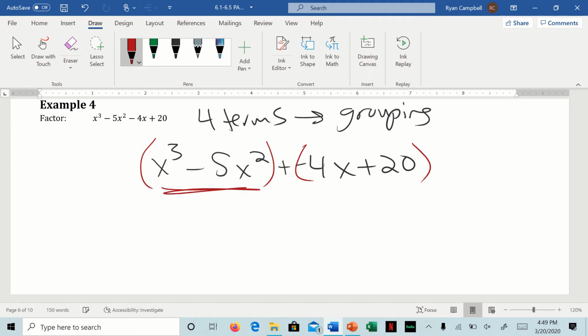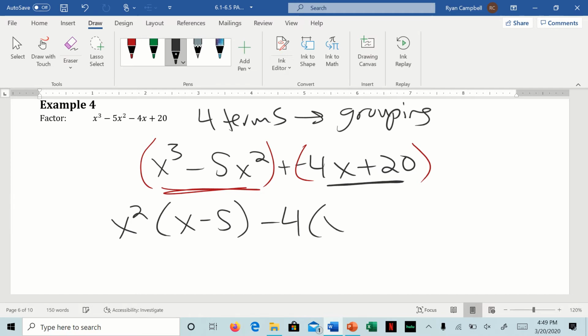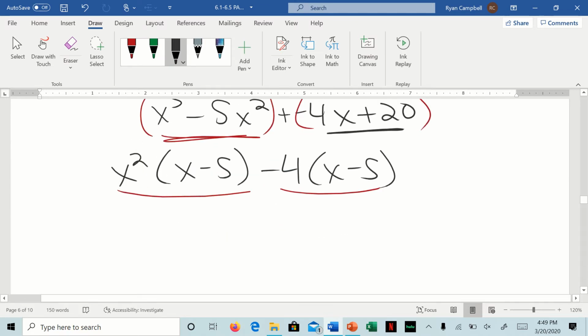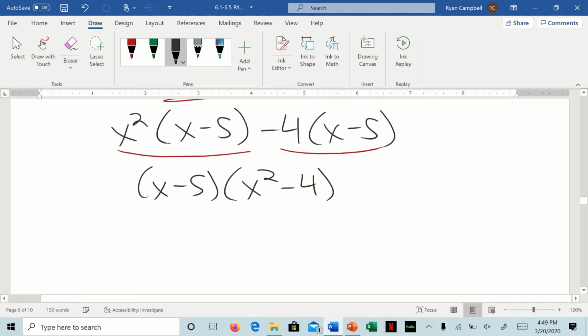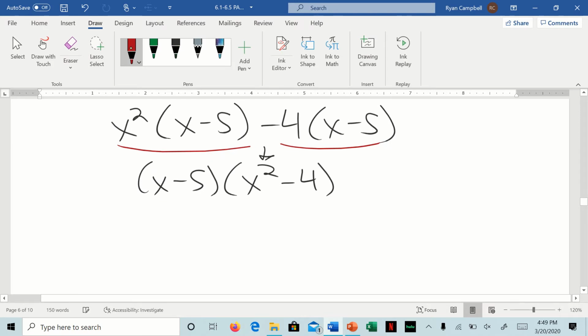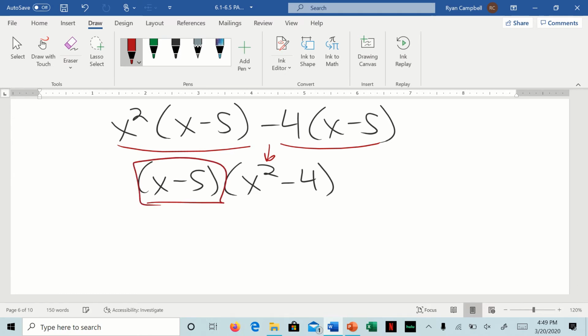So for the first term, we get x squared, x minus 5. For the second term, we see -4 is in common, which would be x minus 5, right? In common with both of these, we see is x minus 5. And then what's left over? x squared minus 4. Are we done? Ooh, no, right? We got ourselves a square.